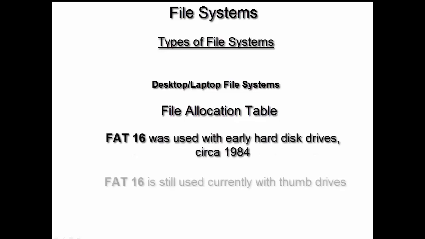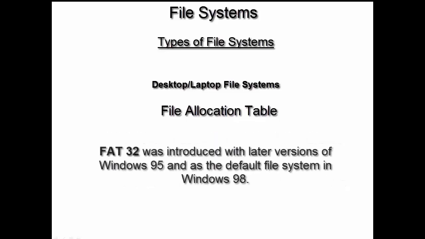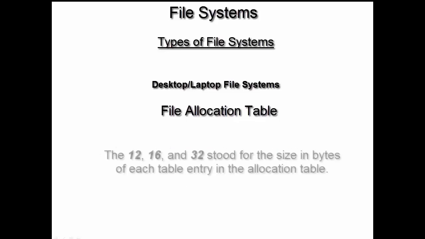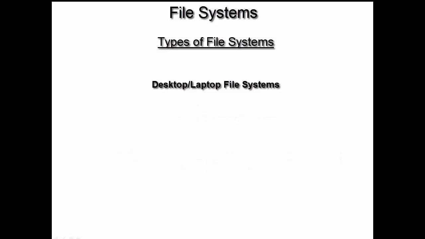FAT 16 was used for storage with early hard disk drives around 1984. FAT 32 was introduced with a later version of Windows 95 and by default in Windows 98. The 12, 16, and 32 stood for the size of their respective entries into the allocation table for data storage metadata, among other things.